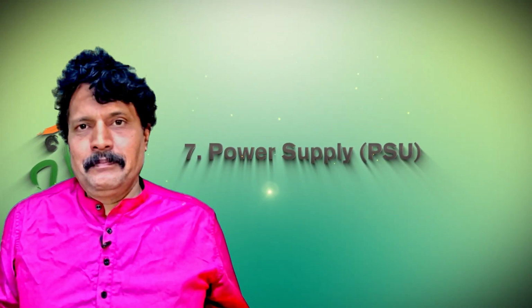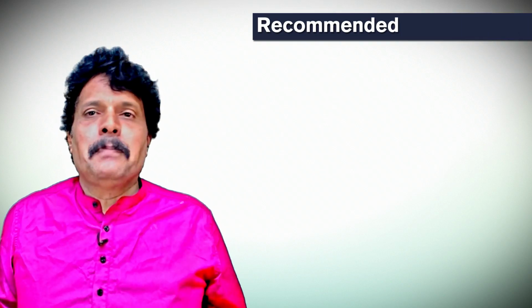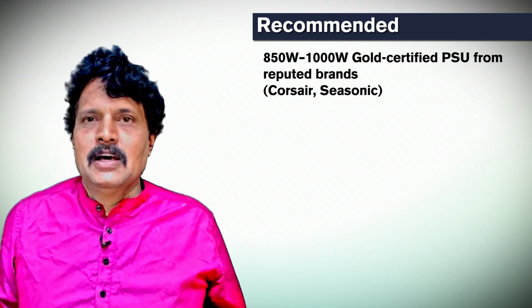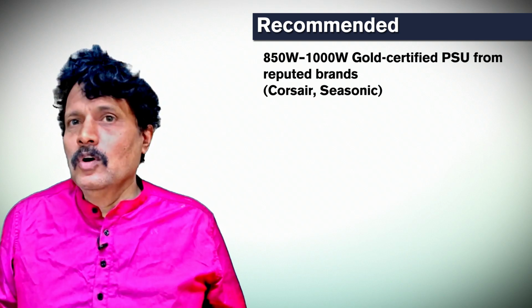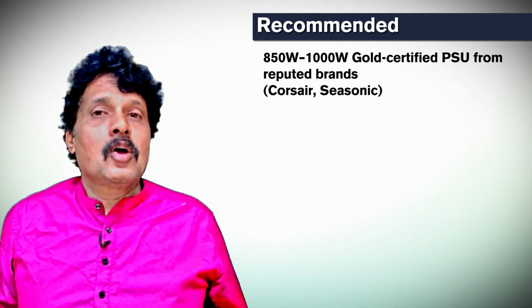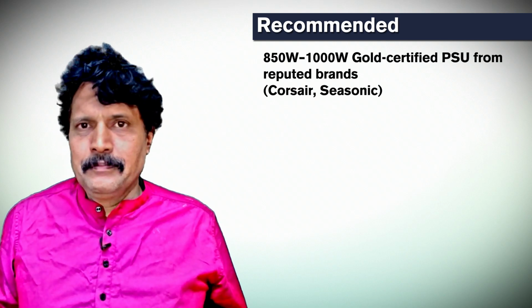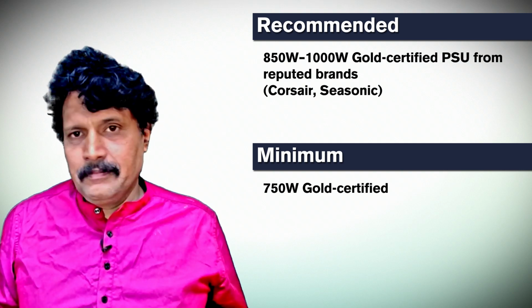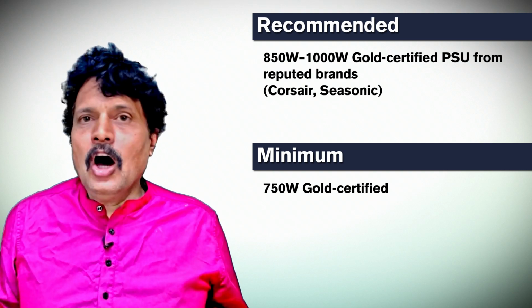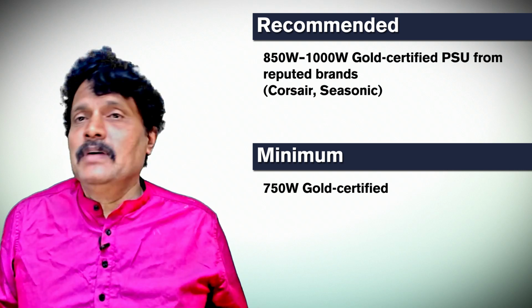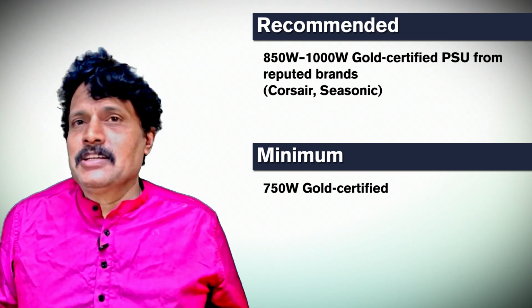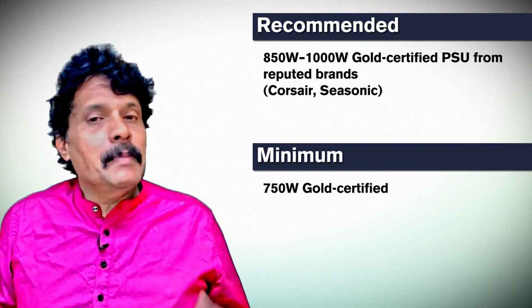Now, the seventh is the power supply unit. The recommended power supply is at least 850 watts to 1000 watts with Gold-certified PSU from reputed brands like Corsair or Seasonic. And minimum is 750 watts Gold-certified. You may ask why? Because this ensures stable power delivery to high performance components, avoiding crashes and hardware instability.